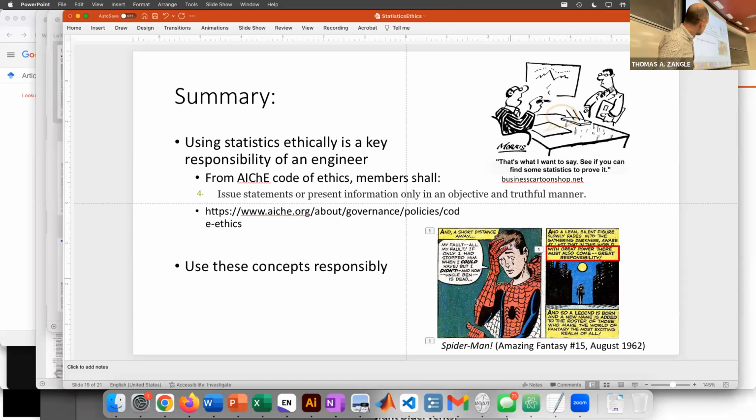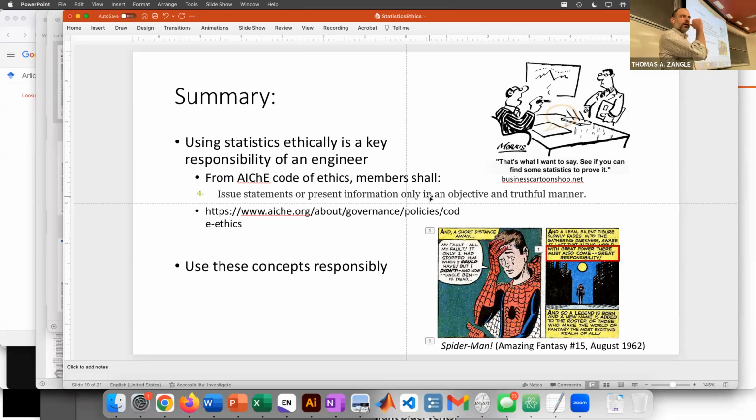So in summary, using statistics ethically, using them appropriately, interpreting them correctly, it's a key responsibility of yours as an engineer, right? So as you're going to go out and work, even as you're doing an internship, you may find some situation like this, hopefully not, where big boss person says, this is what I want to say, see if you can find some statistics to prove it, right? That might lend itself towards p-hacking or some other kind of bad behavior. So this comes from AIChE Code of Ethics. It says members shall issue statements or present information only in an objective and truthful manner.